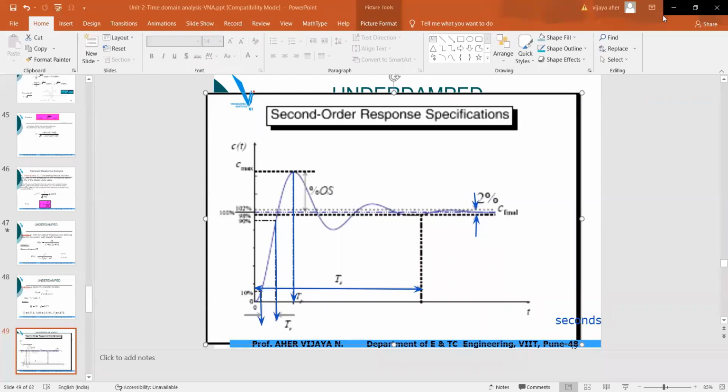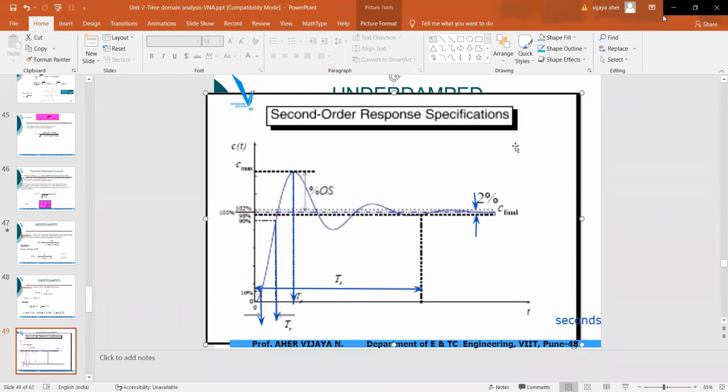So draw the diagram. Write all these parameters. In some references we call these TS, TP, TR, and maximum overshoot. We are calling these parameters or specifications, so don't confuse them. Both are the same. Either you can call them specifications or parameters. So these are the four specifications for a second order system.